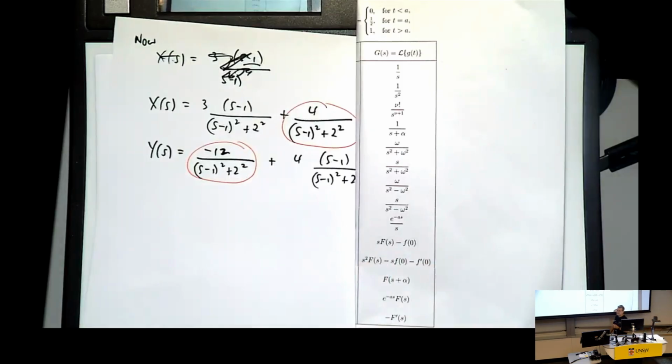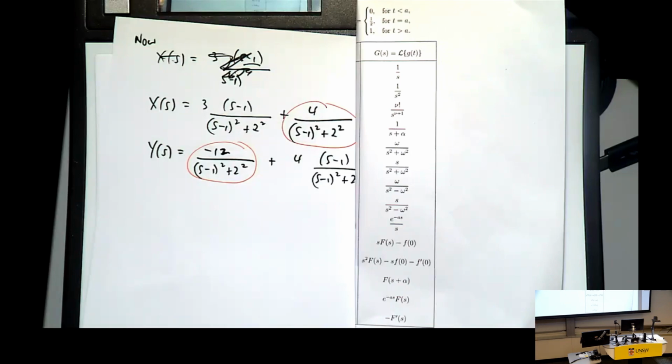Is there anything in that table that will help us there? Sort of. So let's say you wanted the inverse transform of 4 on s minus 1 squared plus 2 squared. What do we have to navigate there? We can take out minus 3 and use w over s squared plus w squared.